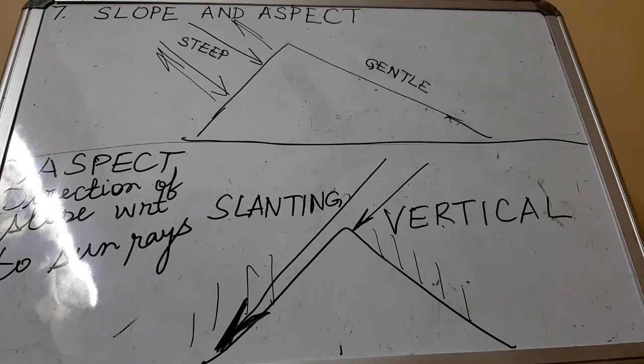Let me make it even more simple. The side which is getting vertical rays, that is the side which is facing the sun, we can say is the sunny slope. So sunny slopes are warmer than the shaded slopes. The shaded side is the one which is getting the slanting rays. Hence, and we also know that it's comparatively cooler in the shade. So sunny slopes are warmer than the slopes which are shaded.